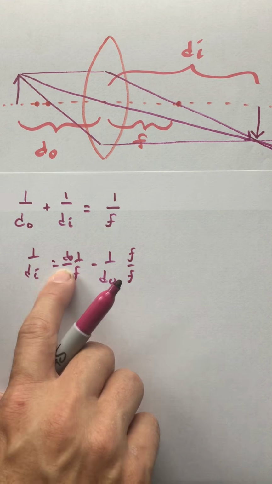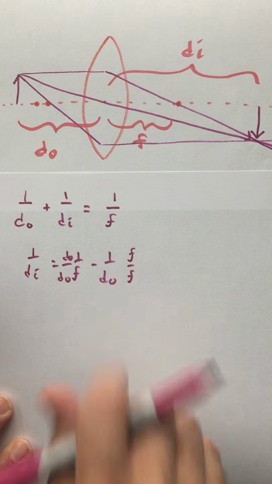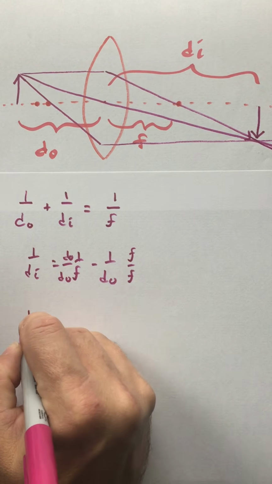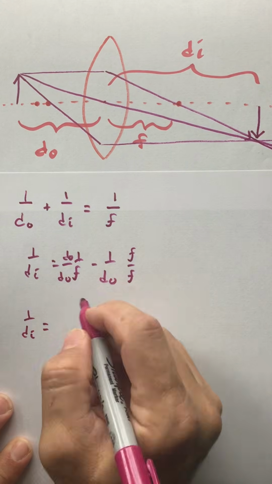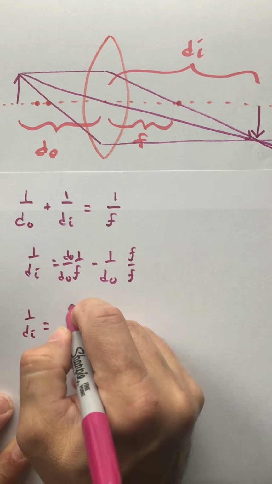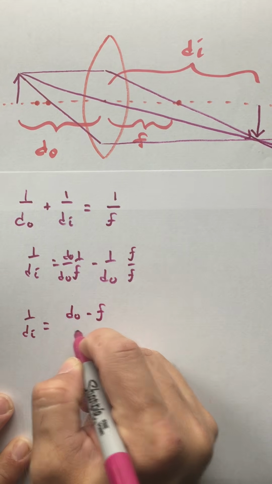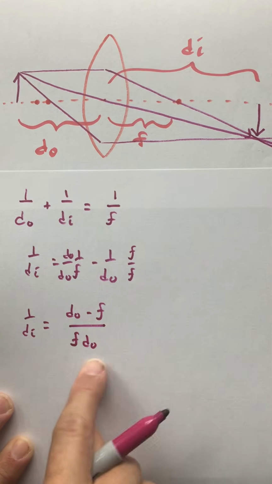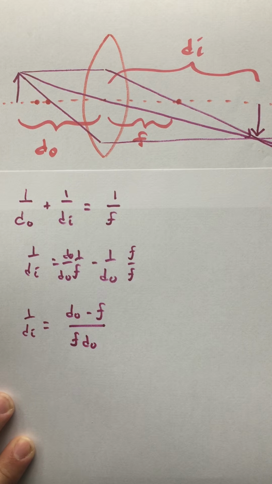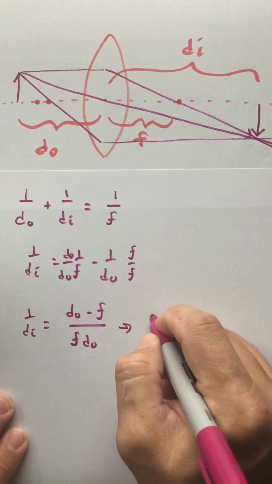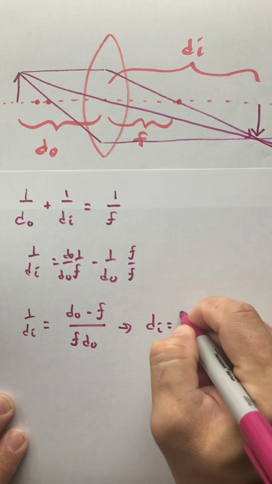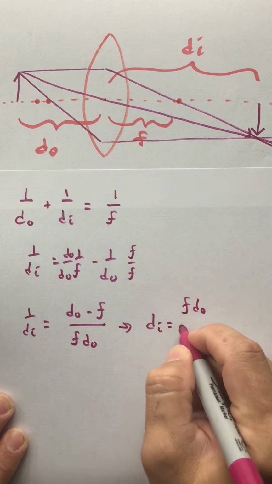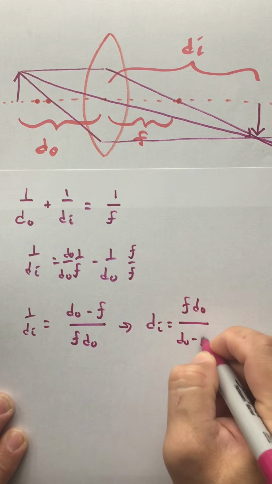So I can then put the numerator over a single denominator. So I get that 1 over d_i is equal to d_o minus f over, I'll write it like this, f d_o. You can write d_o f if you want to, no big deal. Now I have a single ratio on either side. I can invert this equation. So if I do that, I get d_i is equal to f d_o over d_o minus f.